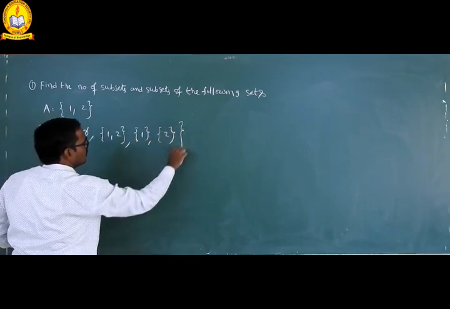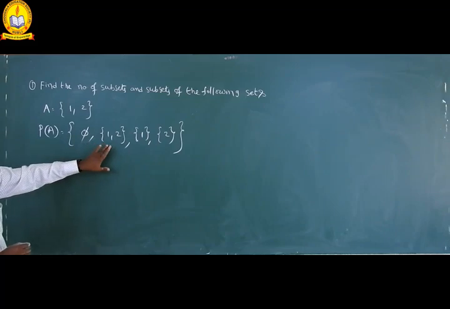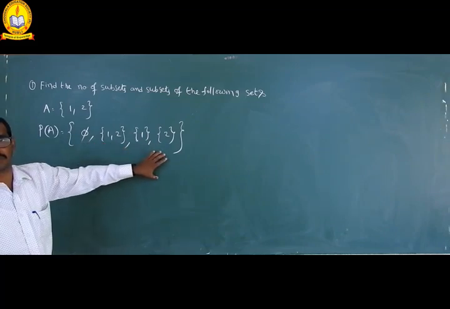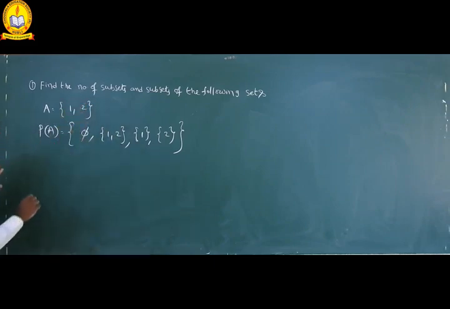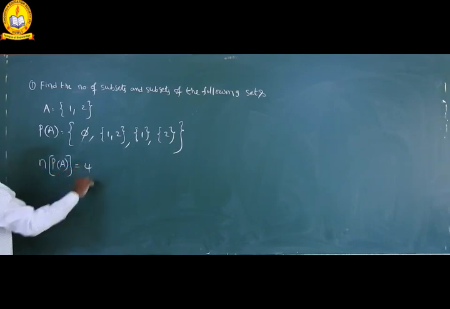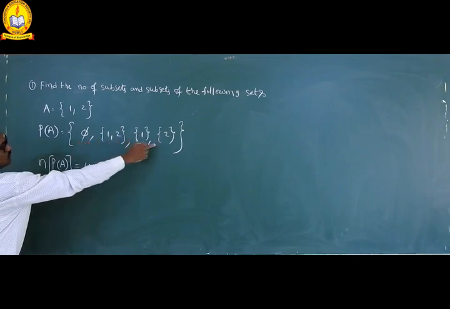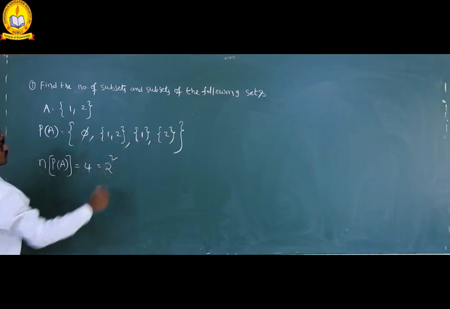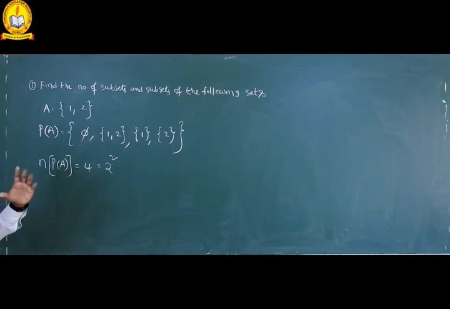So only 4 subsets are there: φ, {1, 2}, {1}, {2}. How many subsets are there for this set? 4 are there. So the number of subsets, denoted by n(P(A)), is equal to 4. 1, 2, 3, 4. 4 you can also write as 2 squared. It is example number 1.